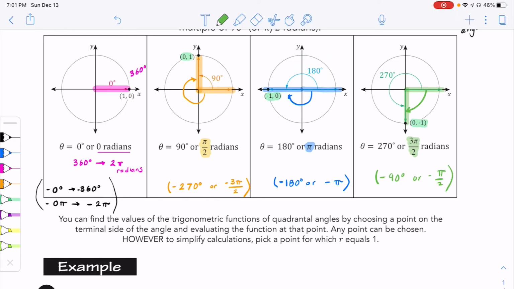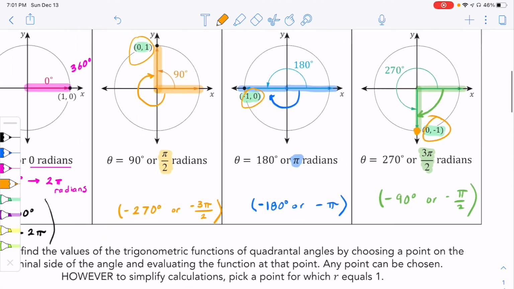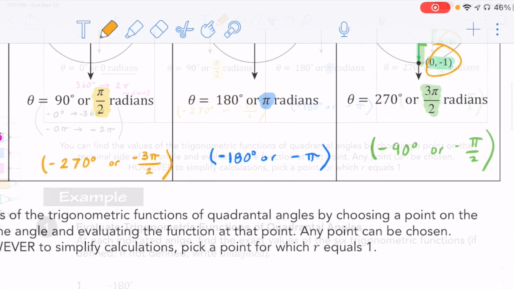So you can find the values of the trig functions of a quadrantal angle by choosing a point on the terminal side of the angle and evaluating the function at that point. Any point can be chosen. However, to simplify calculations, pick a point at which r equals 1, and those are the points I highlighted on these. So I'm talking about this point. If you choose that point, then the r value is 1. It's the point where your angle intersects what we call the unit circle.